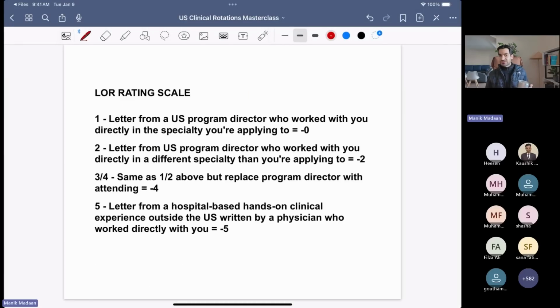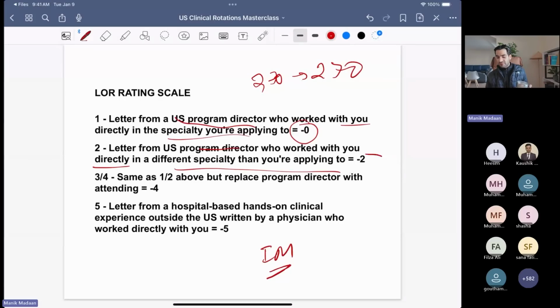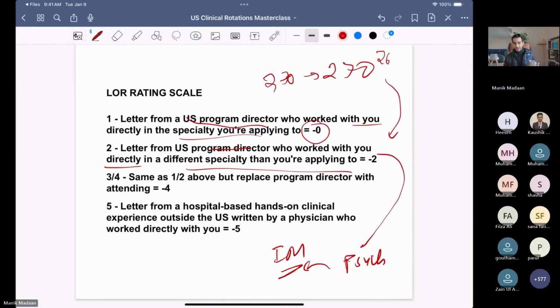Another example I can give you for STEPZ scoring is the LOR rating scale that many programs use, right? The first level, let's say the best LORs that we could have, is a letter from a US program director who worked with you in the specialty you're applying for. For that, you get a -0, so if you have a 270, your score remains a 270. Let's say the letter is from a US program director who worked with you directly in a different specialty than the one you're applying for. So let's say you're applying for internal medicine, but you got a letter from a psych PD. Your 270 becomes a 268 now, right?